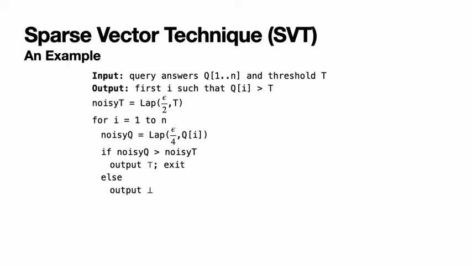Then it goes through each query value, and for each query value it generates the noisy version of the query value as shown here, and it checks if the noisy version of the query value is greater than the noisy version of the threshold. If so, it outputs top and exits. Otherwise, it outputs bottom and continues.